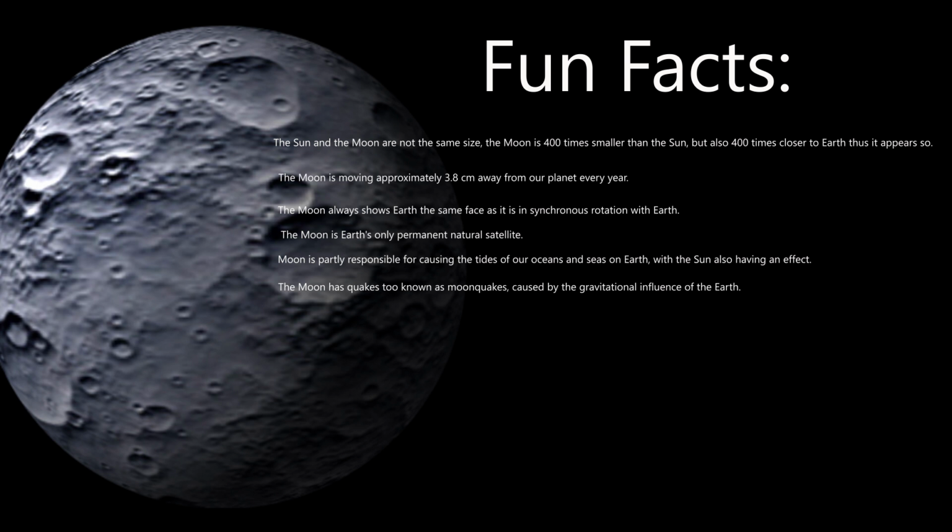The Moon always shows Earth the same face as it is in synchronous rotation with Earth. The Moon is Earth's only permanent natural satellite. The Moon is partly responsible for causing the tides of our oceans and seas on Earth, with the Sun also having an effect. The Moon has quakes, known as moonquakes, caused by the gravitational influence of the Earth.